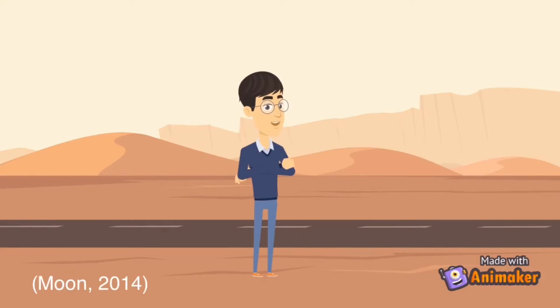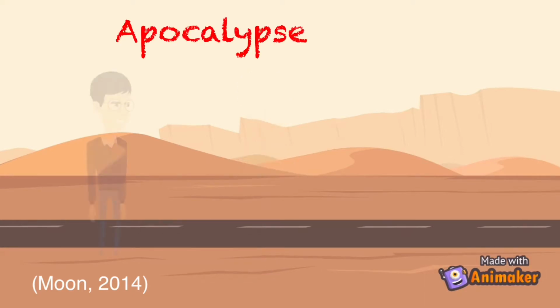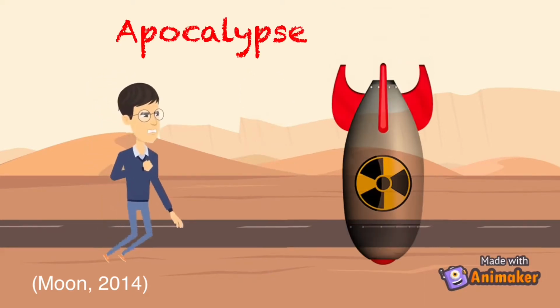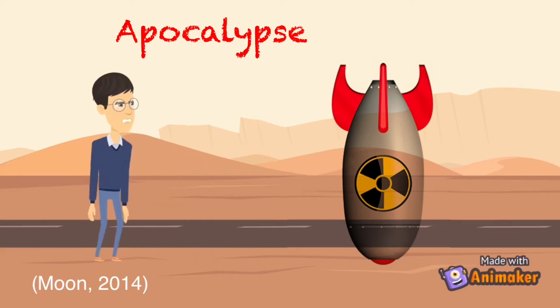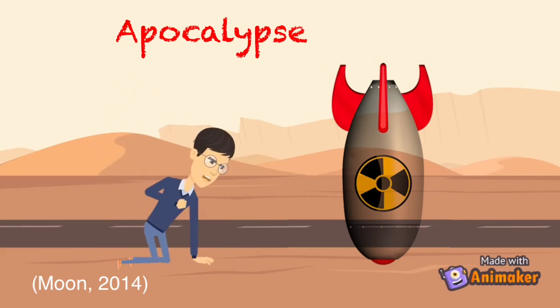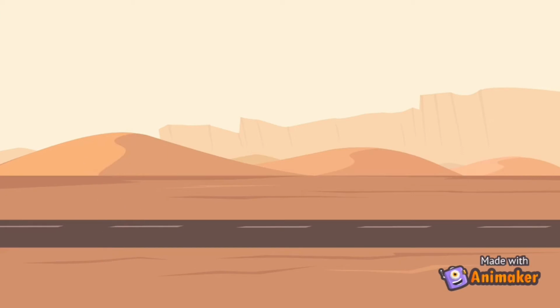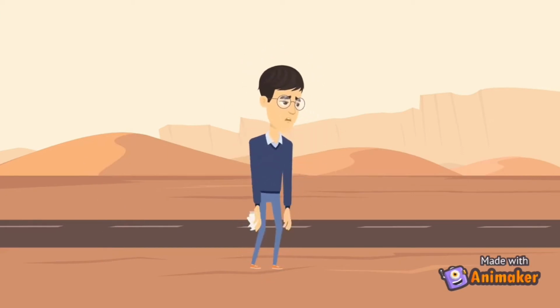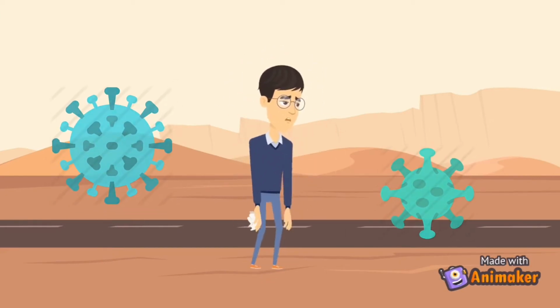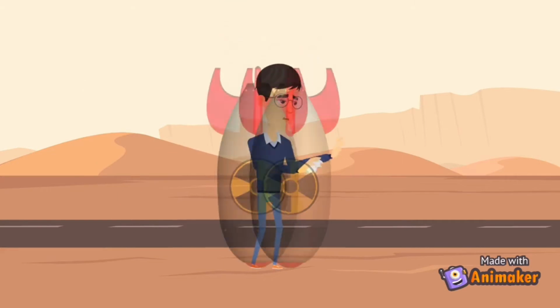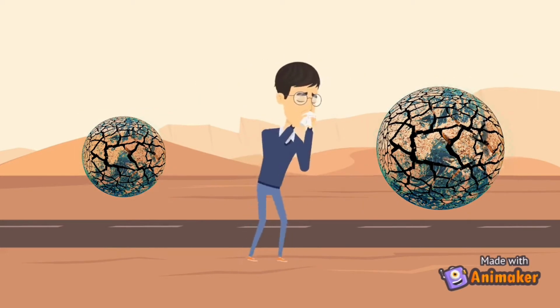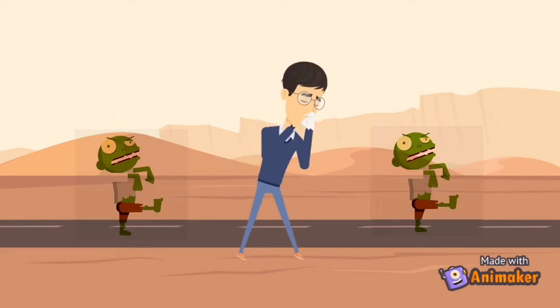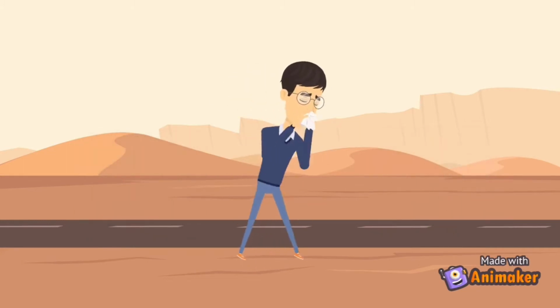According to Moon, a researcher at the University of Wisconsin-Milwaukee, he defines apocalypse as a present situation which then leads to a catastrophic event. And some causes for the apocalypse are a deadly pandemic, a nuclear holocaust, resource depletion, zombies, and many more that will lead to the end of humankind.